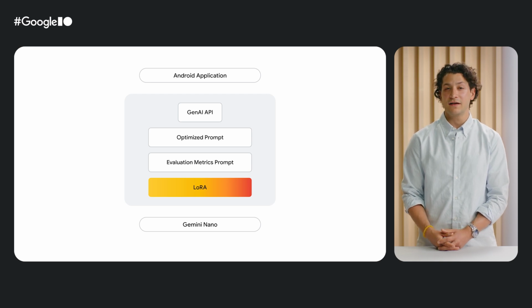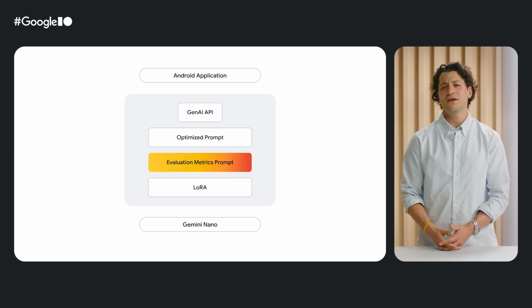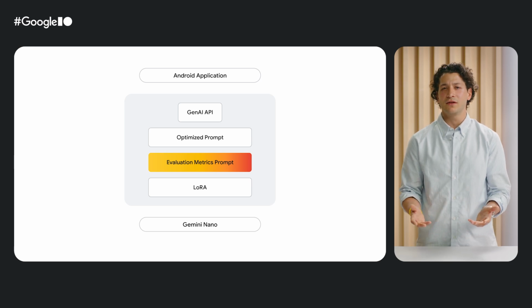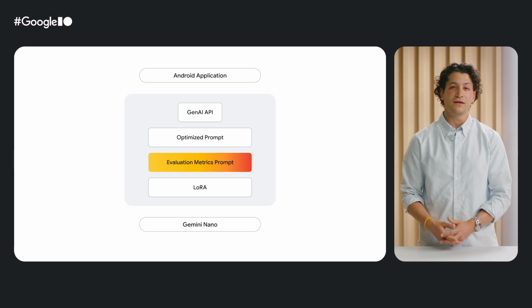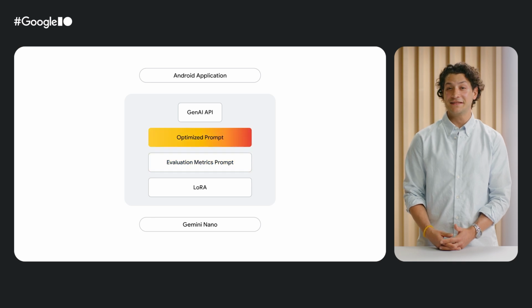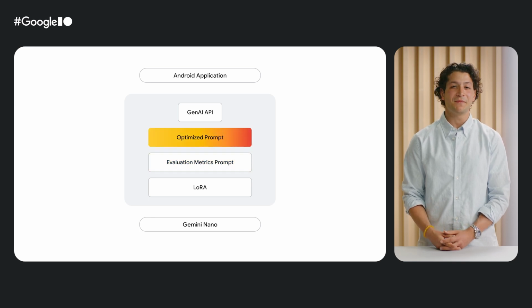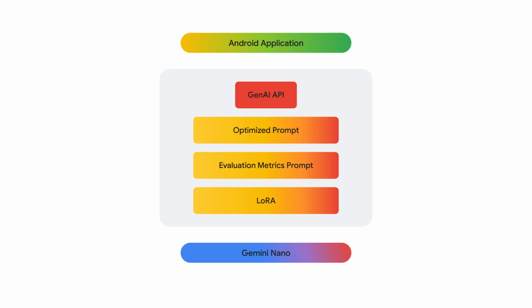quality of specific tasks. Before each API's release, we also run a set of evaluation metrics to standardize the quality of the output across different Android devices. And lastly, each API is built on optimized prompts so that the model can return the best quality results. These components significantly reduce developer effort required to incorporate Gen AI in Android apps with Gemini Nano.